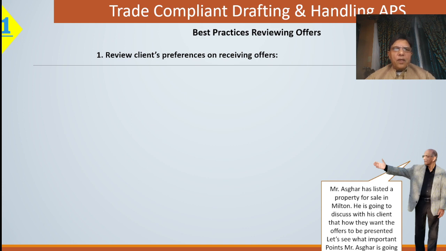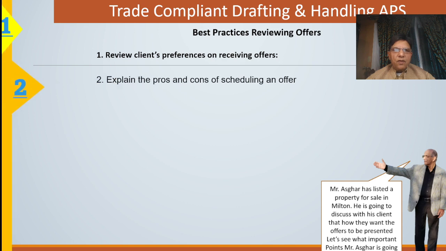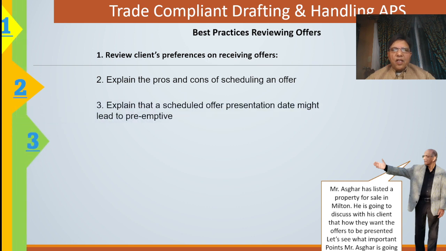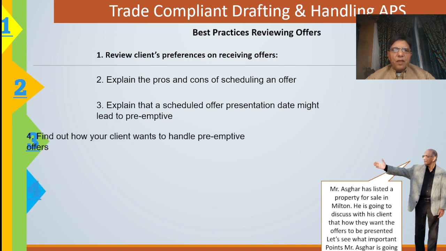Number one is review client's preferences. He will be reviewing with them what their preferences are on receiving the offers. And he will also be explaining the pros and cons of scheduling an offer, and then explain that a scheduled offer presentation date might lead to preemptive offers. So these are all your responsibilities as an agent which you need to do.